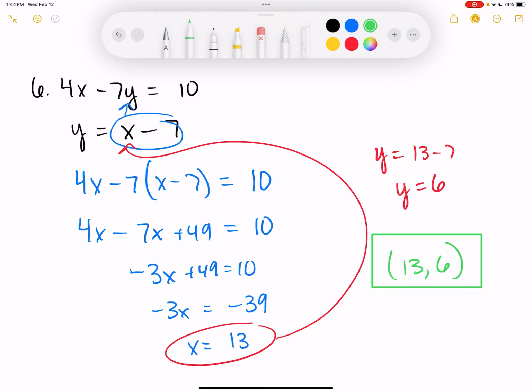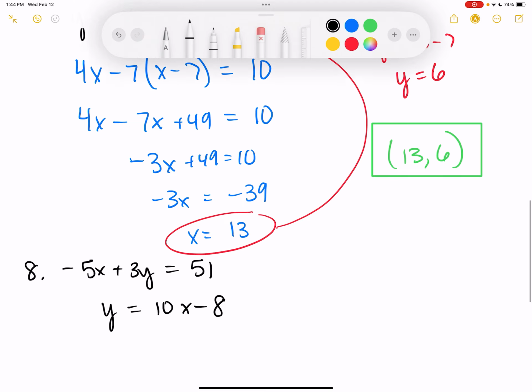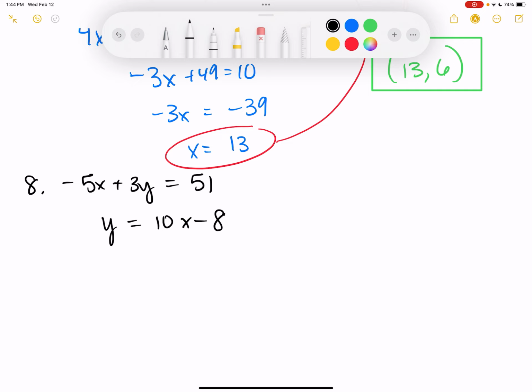All right, I'm going to have you try the next one on your own, just because it's one like this where it's already got it by itself. Normally I don't have you try one on your own this early, but we're going to move into the next thing where we have to get one by itself. So try this one and then we'll go over it. Number 8: negative 5x plus 3y equals 51, and y equals 10x minus 8. It's already got y by itself, so take that and plug it in and solve for your x, y ordered pair.